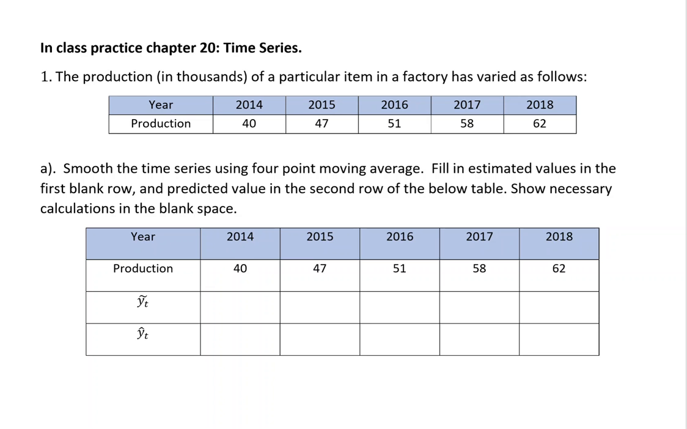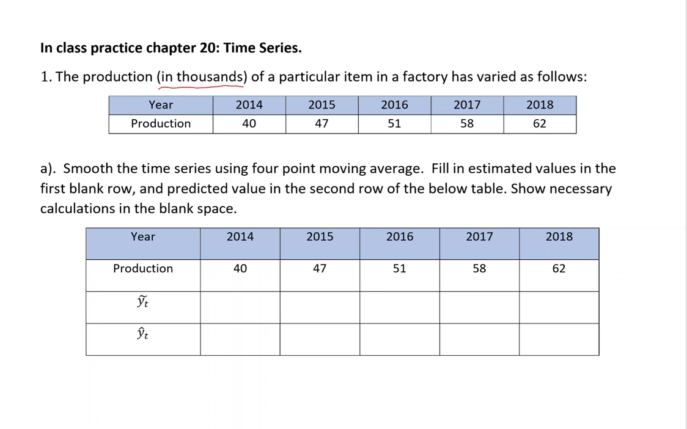All right, okay, so let's work on the first question. It's actually just one question in this assignment. The production in thousands, so this is in thousand. This is the unit. The production of a particular item in the factory varies as follows. We have the year and then the corresponding production. Of course, this production, this response variable, is recorded with the time, right? So of course it is time series.